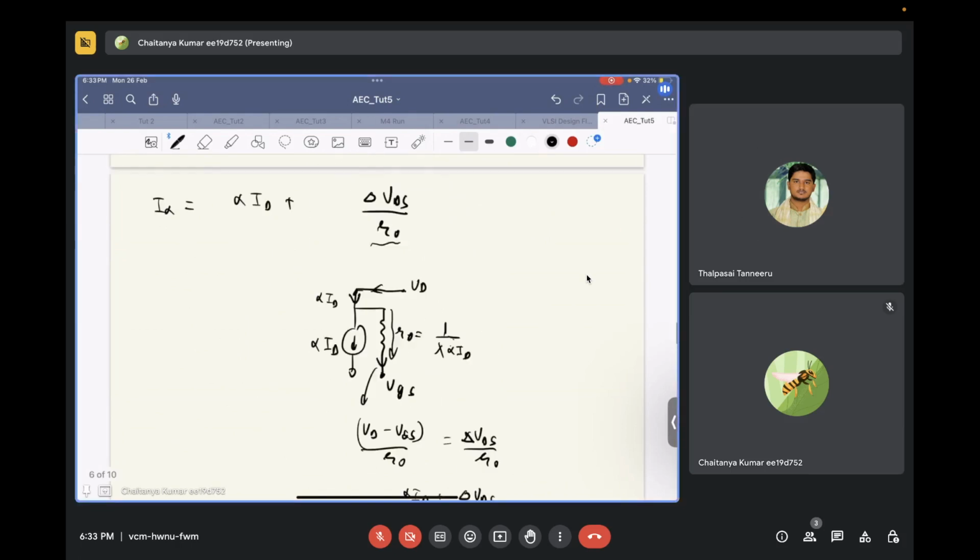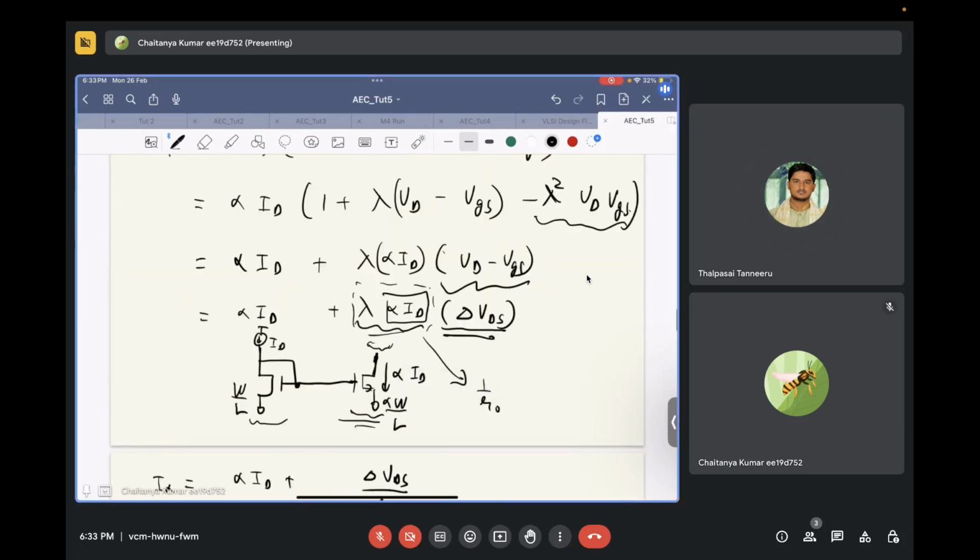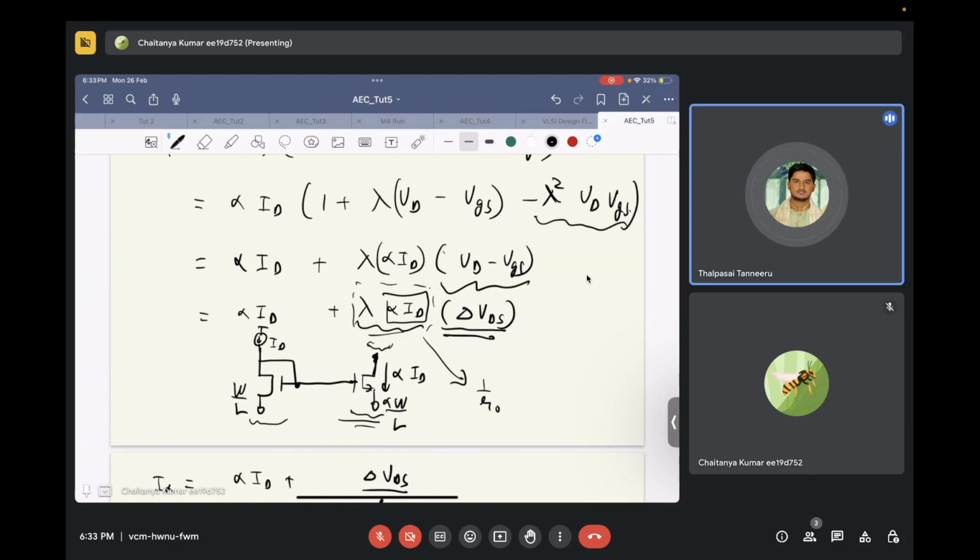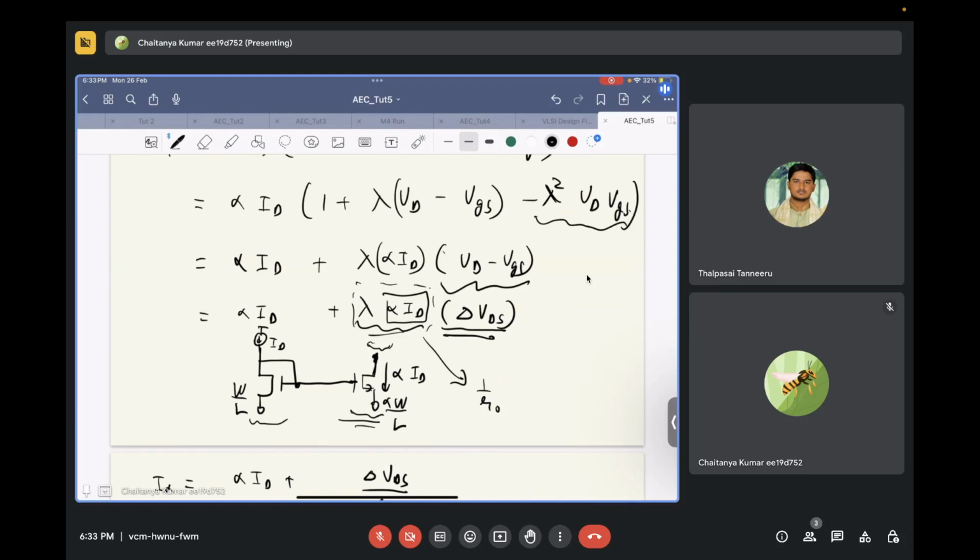So now, how to solve this problem? If there is any voltage that is different at this node, like instead of VGS if there is any other voltage at this node, then there is a problem. So how can you solve this? Sir, by making VD small. By making not VD, but delta VDS small.